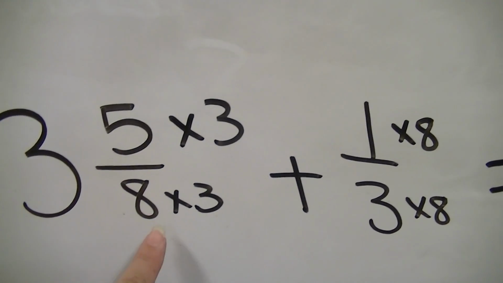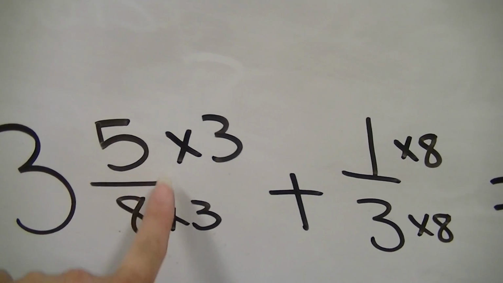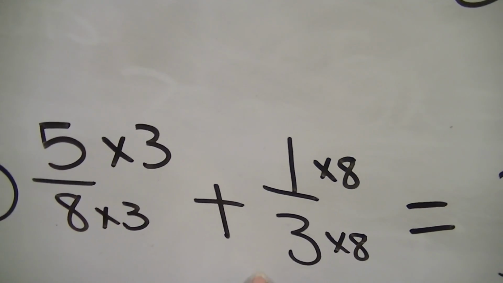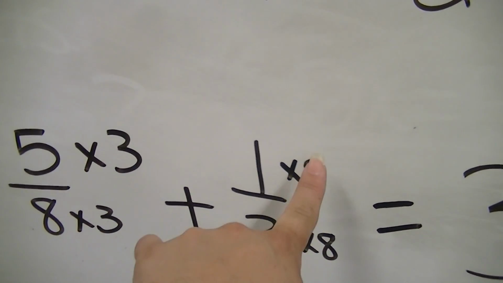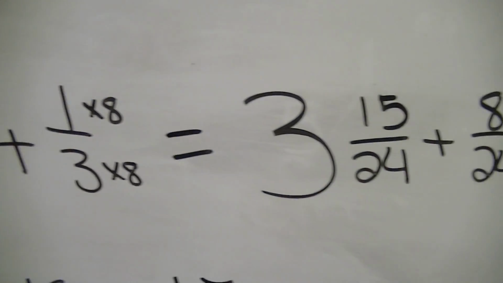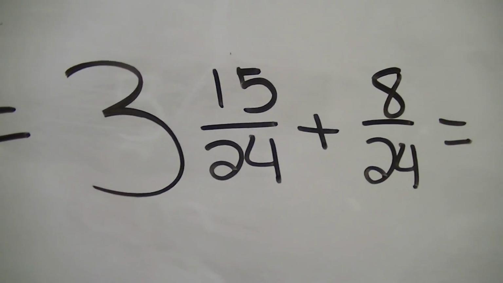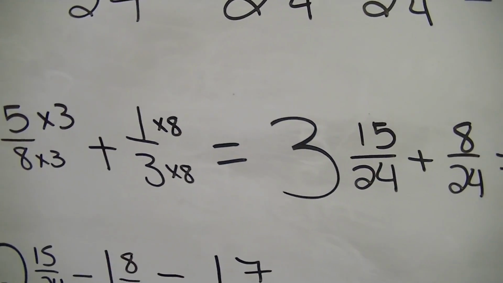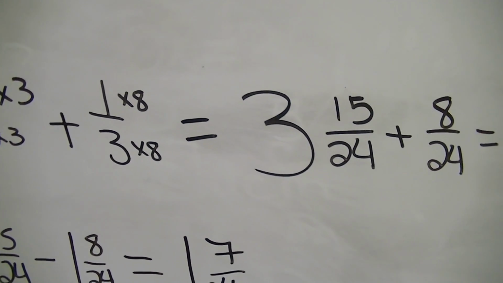So we're gonna multiply the bottom. 8 times 3, whatever you do bottom, you have to do top. So 5 times 3. Over here, the 3 we're gonna multiply times the 8. We've gotta do the same thing on the top, right? Our whole number is gonna remain the same, being that 3, but now we have 15 over 24 and 8 over 24, because we said 5 times 3 is 15 on the top, 8 times 3 is 24 on the bottom, and then 1 times 8 is on the other side as well.